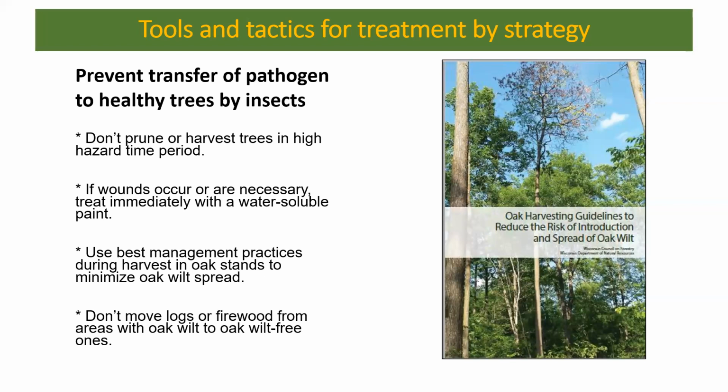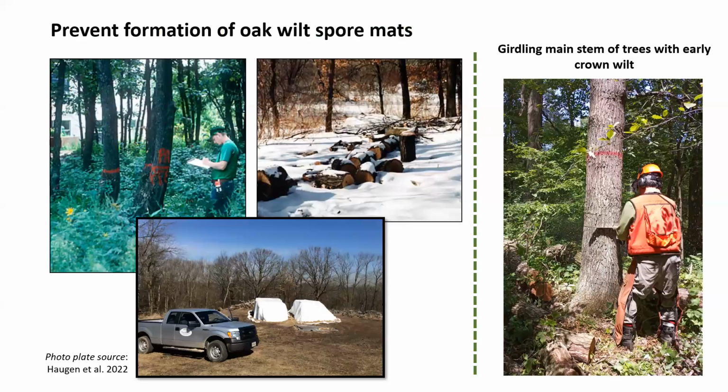And we know this with other insect and disease problems, that it's a kind of a mantra we have now. There are other things that can be done, but these are just some key points. But I also want to mention that it's important to prevent the formation of the oak wilt spore mats if possible, again, because that prevents the nitidulid beetles from acquiring the fungus.